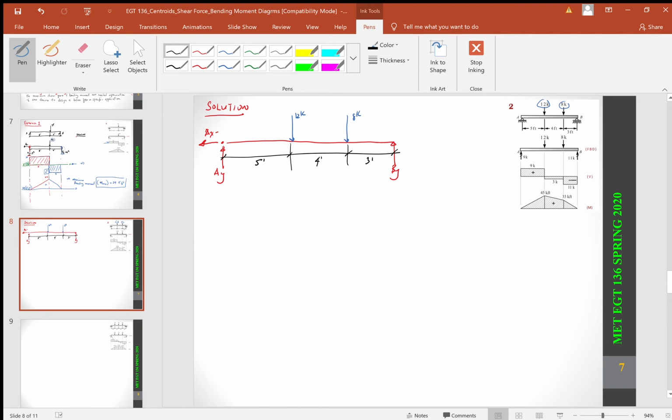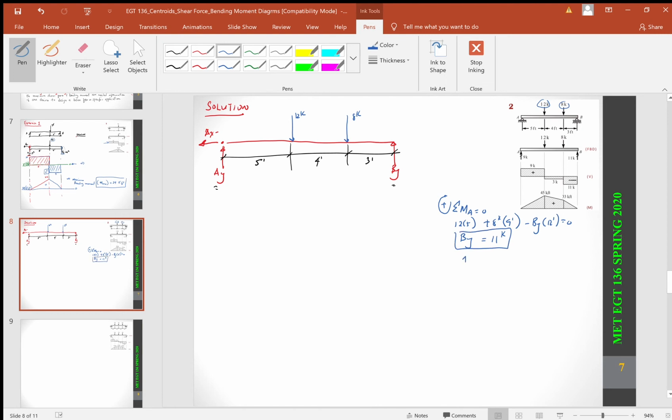So, but we need to find out what AY is and what BY is. Those are support reactions. That's our step number 2, right? So we can come here and say sum of the moments about point A equals 0. I'm taking clockwise to be positive. I'm going to get 12 by 5 plus 8 kips by 9 feet, right? Minus BY times 12 feet equals 0. Okay, when I solve for BY, I'm going to get 11 kips.